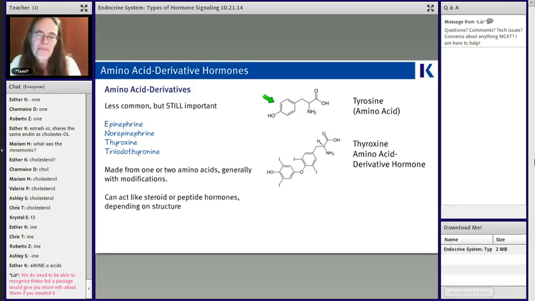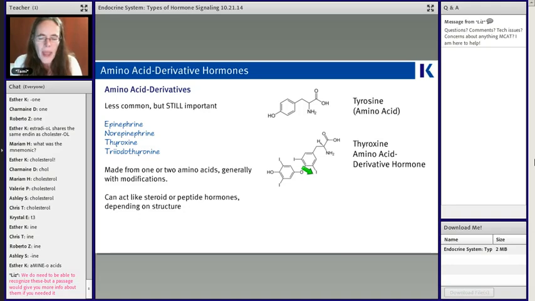Okay. So when I look at tyrosine, here's thyroxine. Okay, and we know thyroxine is T4, and I can see 1, 2, 3, 4 iodines on here. So when I look at this, this is an amino acid derivative. Why? Because it's a derivative of our tyrosine.